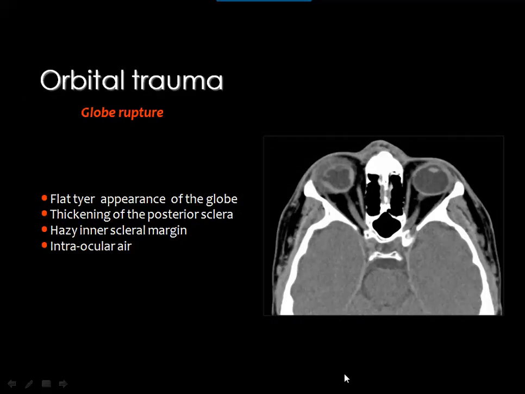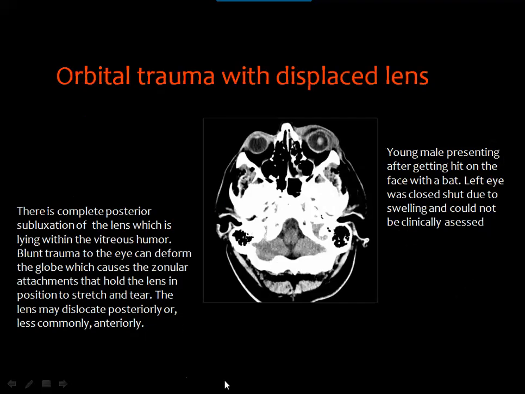The orbital trauma will be handled in full details in the section of maxillofacial injuries, but here something about the globe which has been ruptured, and these are the signs of globe rupture. I will mention once more in the imaging of maxillofacial trauma. The flat tire appearance of the globe, thickening of the posterior sclera, hazy inner scleral margin, and of course intraocular air. All these are the signs of globe rupture compared to the intact globe on the left side.